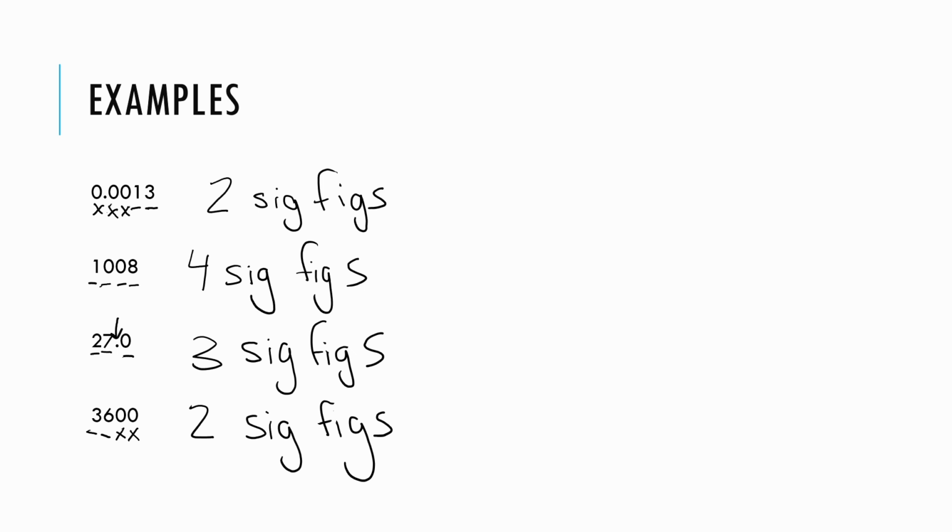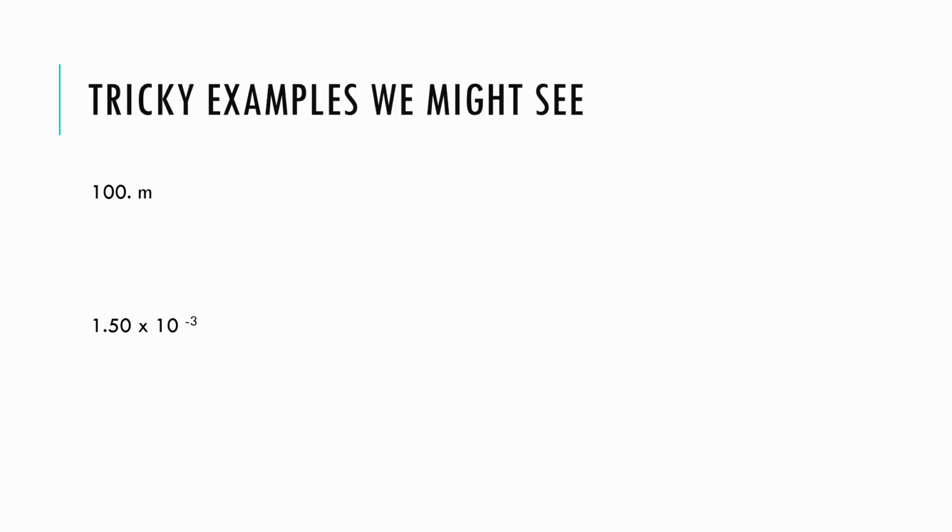Let's look at some tricky examples where it might not be as clear-cut what's going on with the sig figs. For these, I have 2 numbers, 100. meters and 1.50 times 10 to the minus third. So let's look at how many significant figures these are, and I'm going to talk about why it's a little bit tricky. For this 100. meters, you'll notice that there is a decimal point. And this isn't a typo. I put this in intentionally because sometimes we want to show a number that ends in a 0 where that 0 is actually significant. And so in this case, this 100. with that decimal point means that this has 3 sig figs.